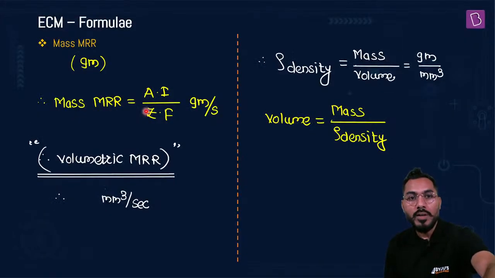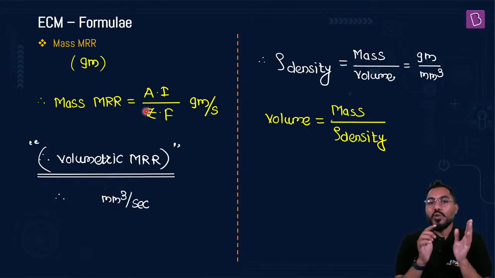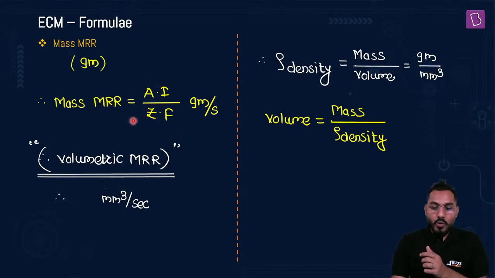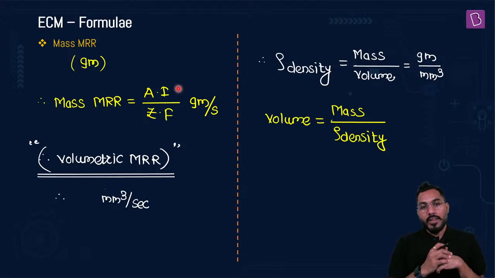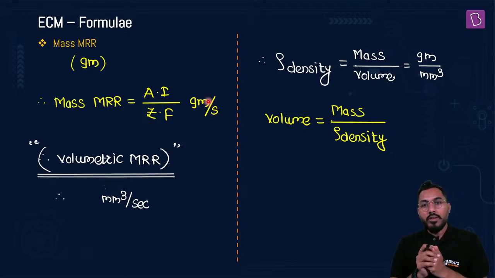So what was that formula? We have discussed that mass material removal rate is exactly equal to A into I divided by Z into F. A into I divided by what? Z into F. And the unit of this is gram per second. Is it okay, everyone? Write down in the comment section how exactly it is. I hope everybody's understanding.